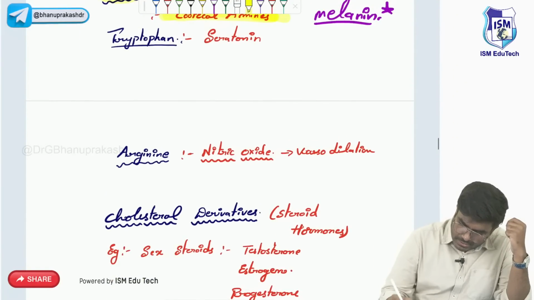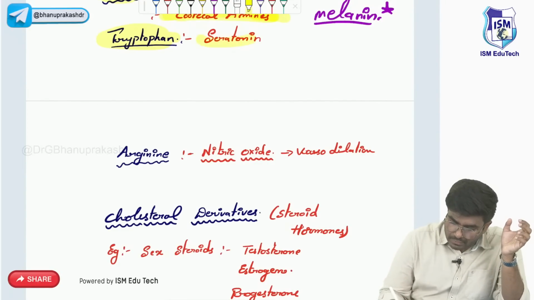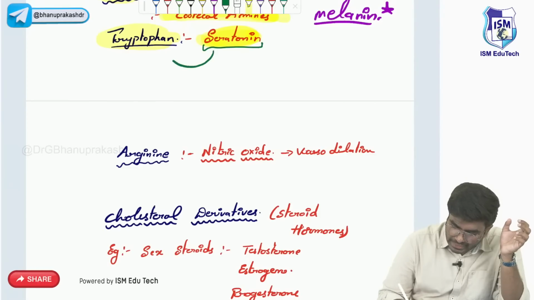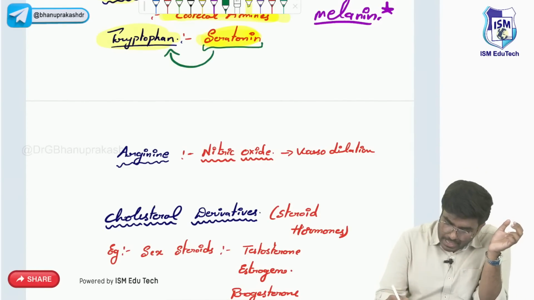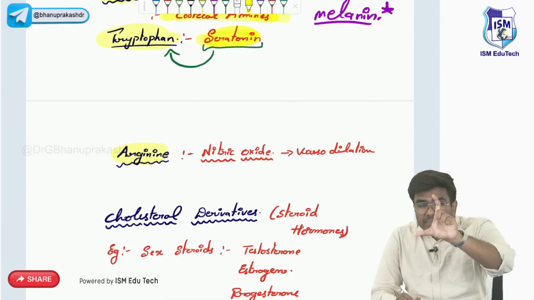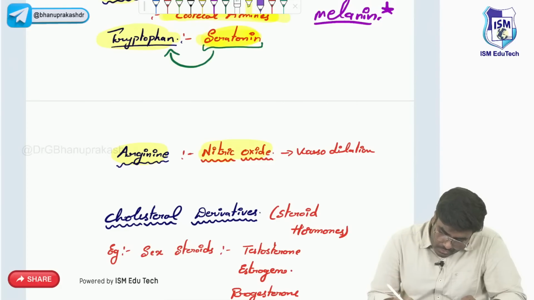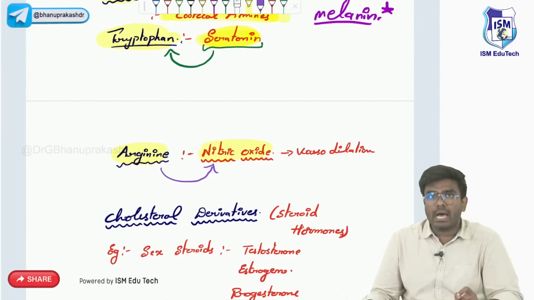Now next, tryptophan. Tryptophan is an amino acid. From the tryptophan, which hormone is being produced? Serotonin is synthesized. So serotonin is a derivative out of tryptophan, and arginine, put 10 star marks. From this amino acid, arginine, we have made nitric oxide. So nitric oxide is a derivative of a single amino acid, that is arginine.